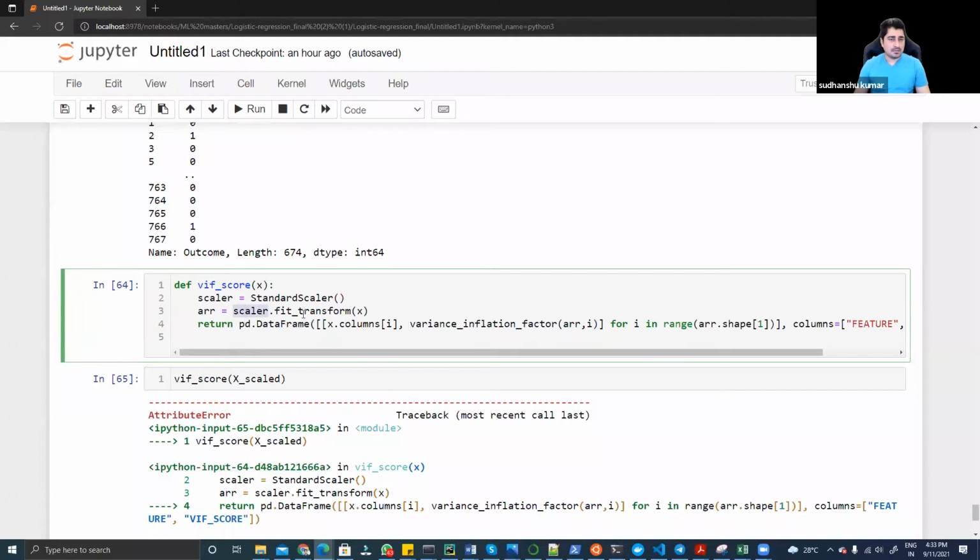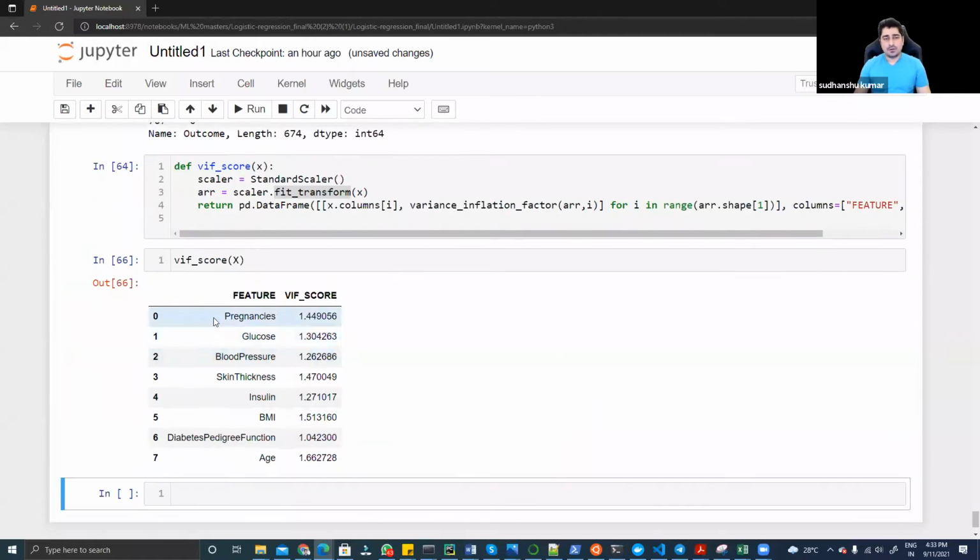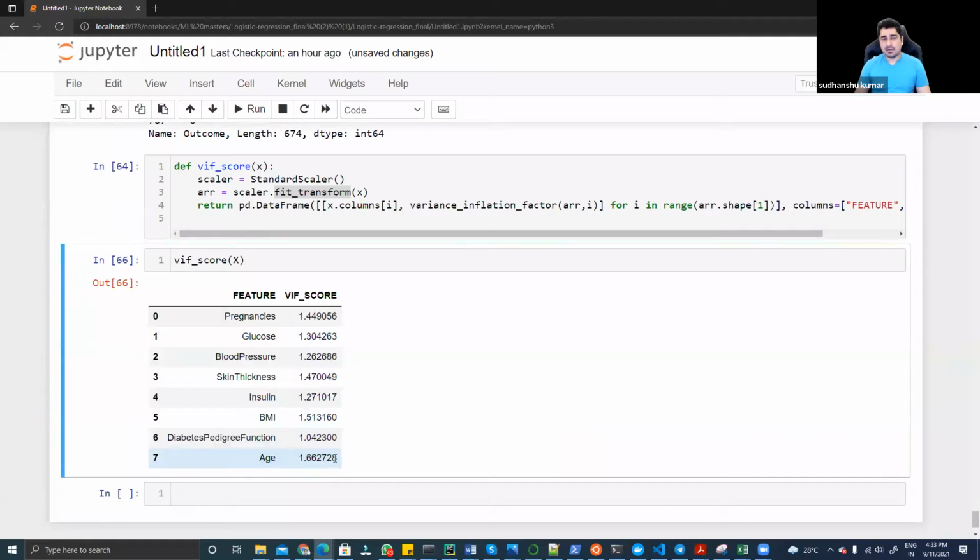So you are trying to do a standard scaling as well as this one. Fine, I'll do the same thing. Okay, so here is the VIF score that we are able to find out. Is it fine? Do we have multicollinearity over here? No, I think we don't have multicollinearity over here.